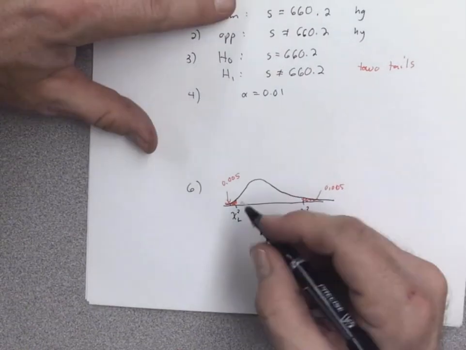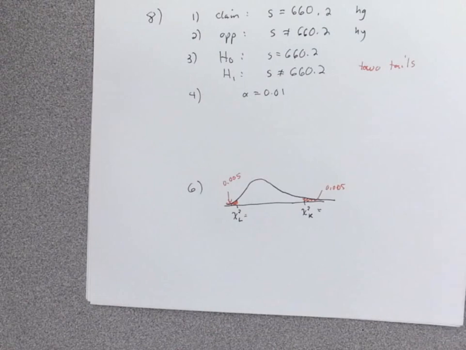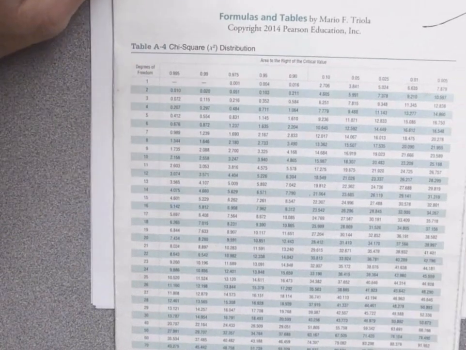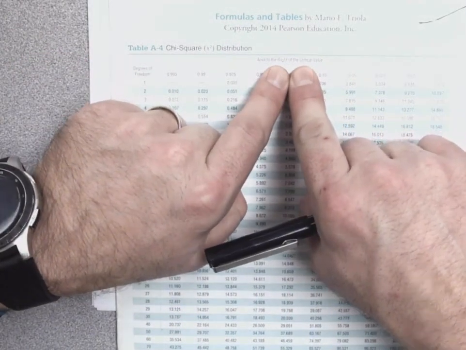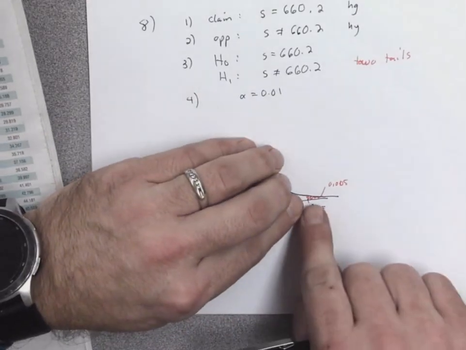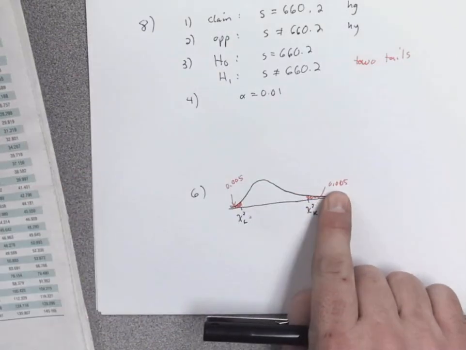So I might as well find them since I've done all the work of the pictures. So what's this equal to? What we're going to do is go to our chi-squared table, which is right here. And when we read the chi-squared table, remember this says area to the right of the critical value. That's how this is found. So area to the right. Well, let's just find this one. This one's easy. The area to the right of that number is 0.05.